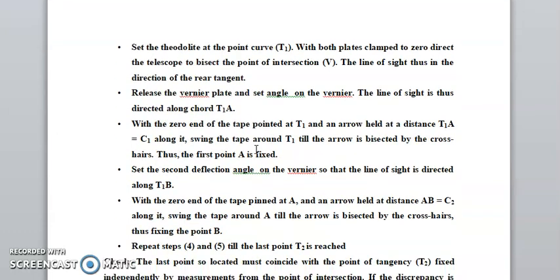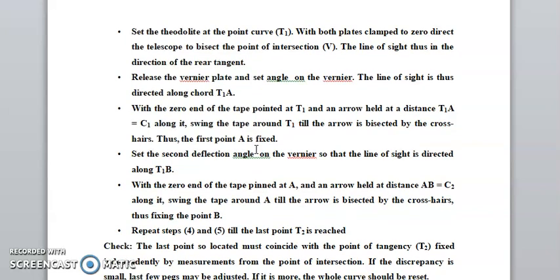With the zero end of the tape pinned at A and the arrow held at distance AB equal to C2, swing the tape around A till the arrow bisects the crosshair, thus fixing the point B. Repeat steps 4 and 5 till the last point T2 is reached.